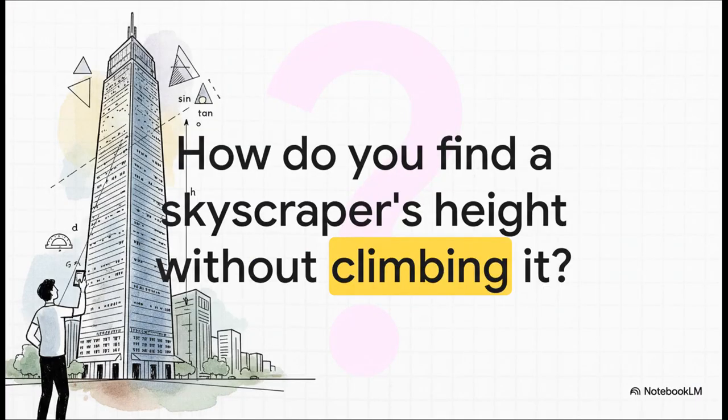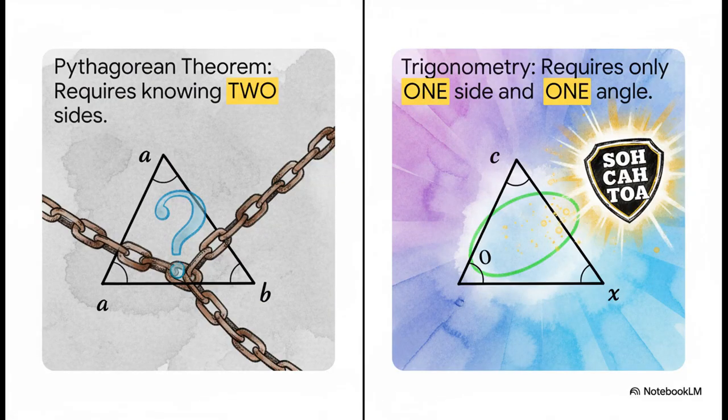So picture this. You're standing there looking up at this giant skyscraper. You know exactly how far away you are from its base. So how in the world do you figure out how tall it is without climbing it? Suddenly, your trusty math tools just don't cut it. I mean, we all love the Pythagorean theorem, right? But here's the catch. It needs you to know two sides to find the third. And in our skyscraper problem, we've only got one. This is where trigonometry and our good old friend SOHCAHTOA steps in to save the day.